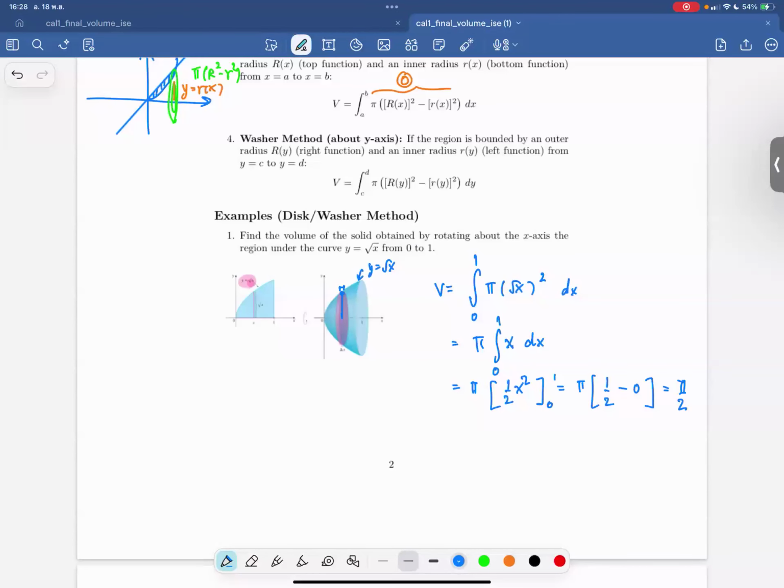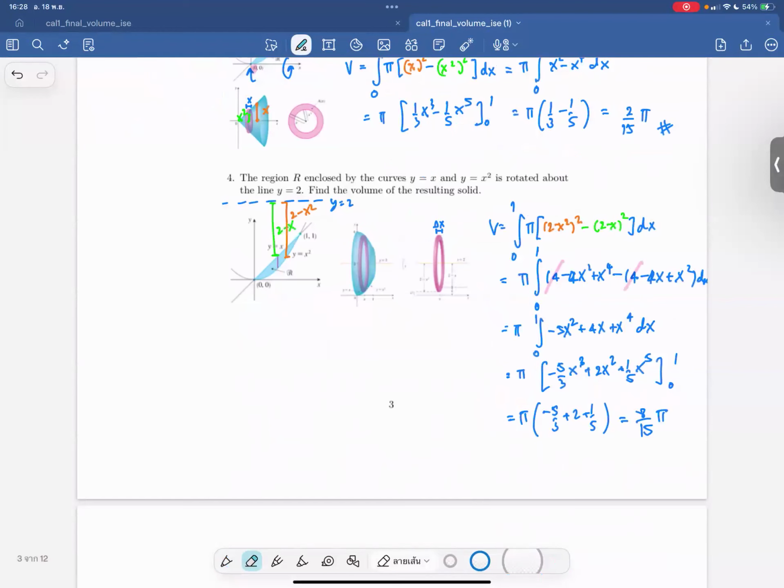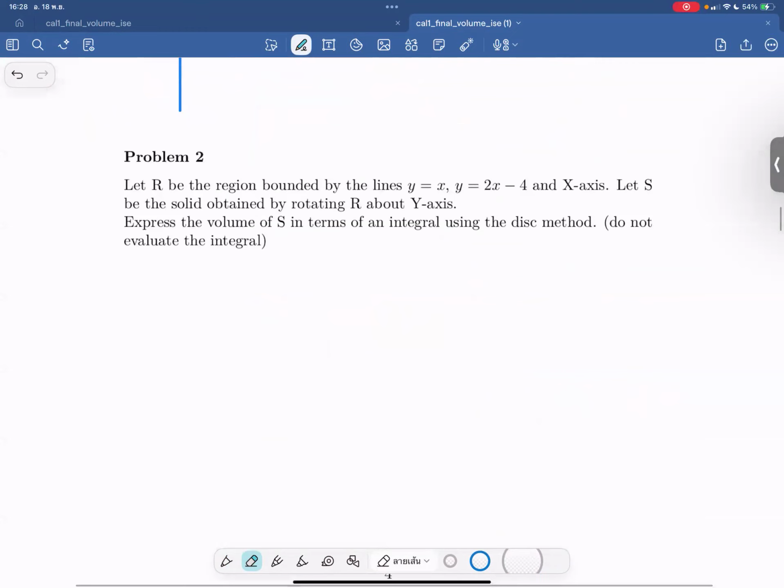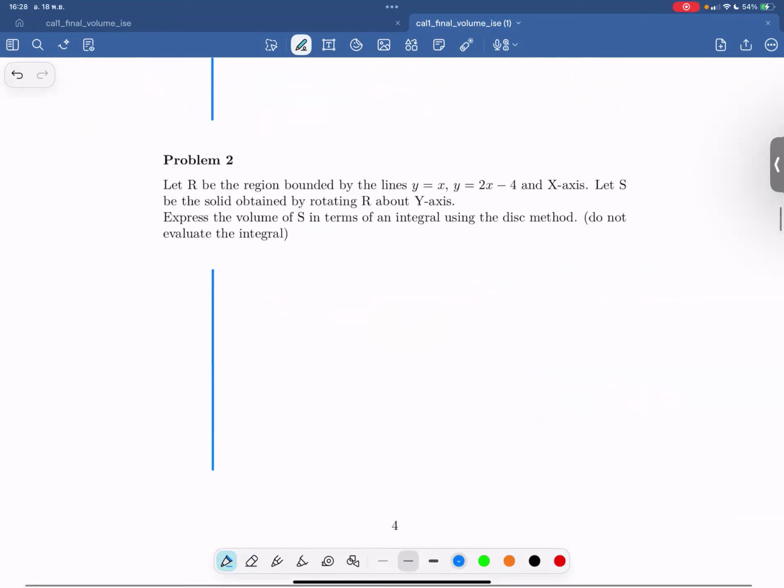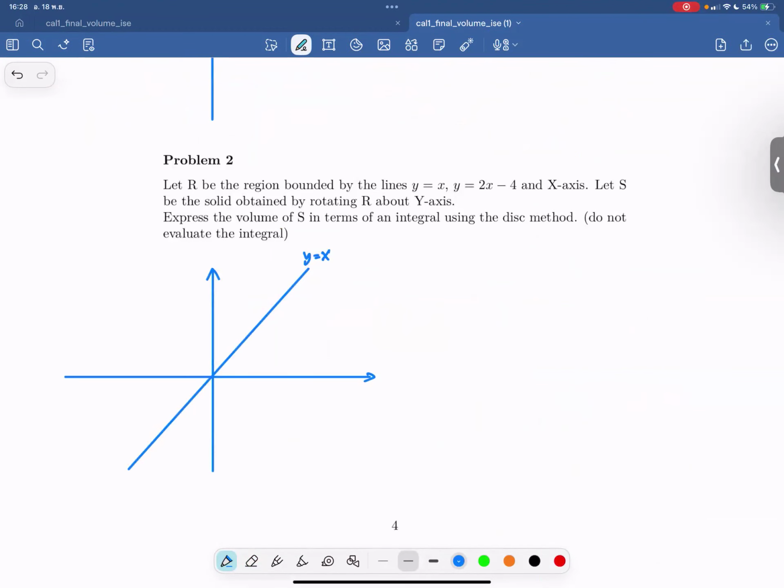Thank you. Okay. For problem 2, we firstly get the region R. So our region R is bound by the line y equal to x, right? So y equal to x should be like this. And then y equal to 2x minus 4, with the y-intercept minus 4, and then x-intercept 2, should be like this. Okay, and then the x-axis.